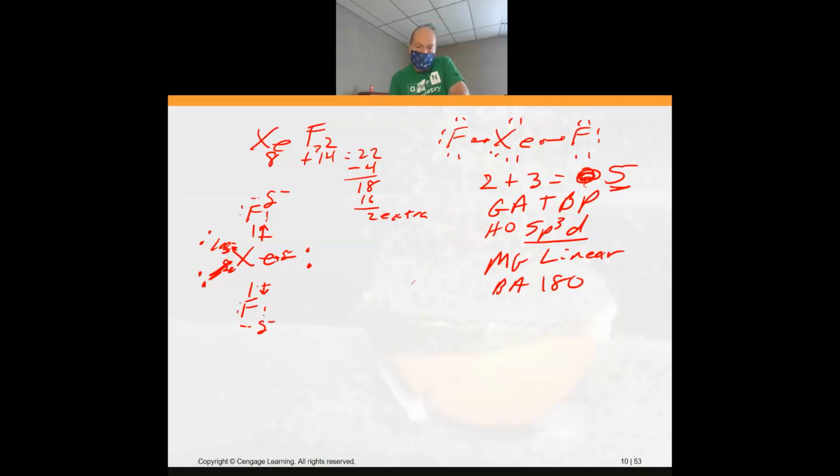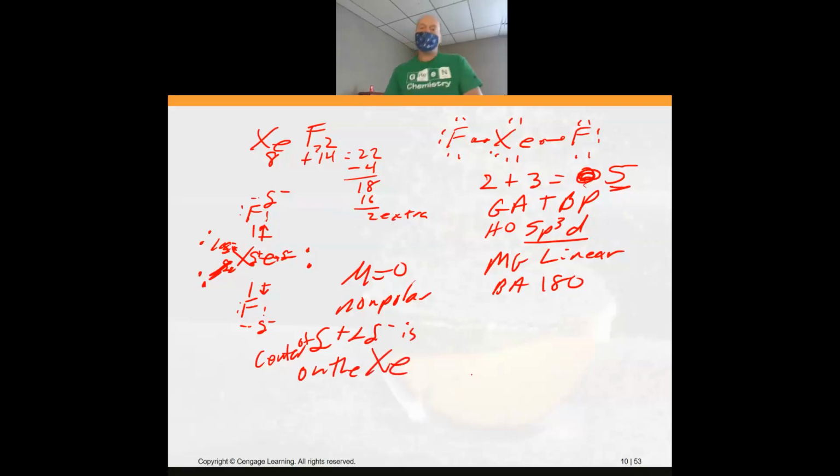All right, and so our center of delta plus is right here on the Xe. So the center of delta plus is right on the Xe. So the two delta minuses for the F go right to the F. That's where the delta minus is. And all of these perfectly surround it, for the center of delta minus from those three to be exactly on the Xe. And so this is nonpolar. The center of delta plus and delta minus is on the Xe. And so that is a nonpolar molecule.